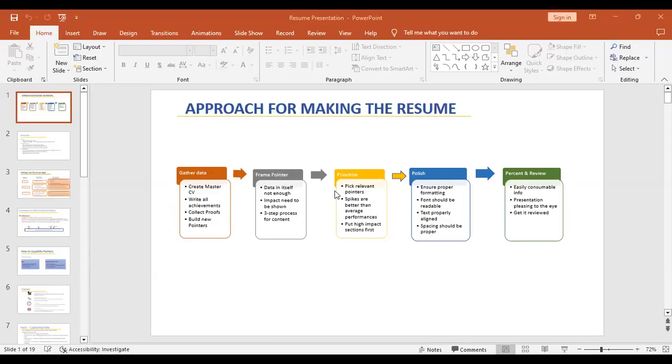See, approach for making the resume. Okay. So, online students, can you see this? Gauri? Yes, sir.